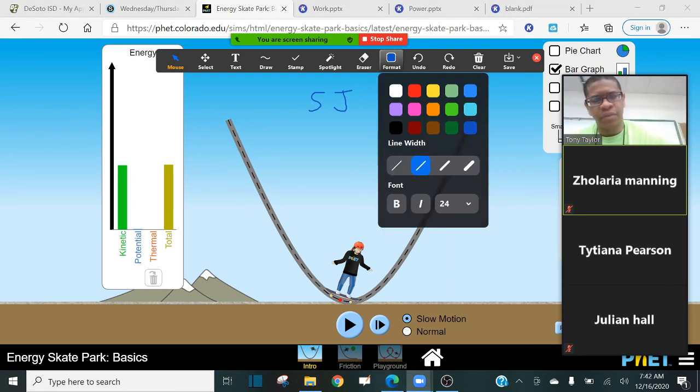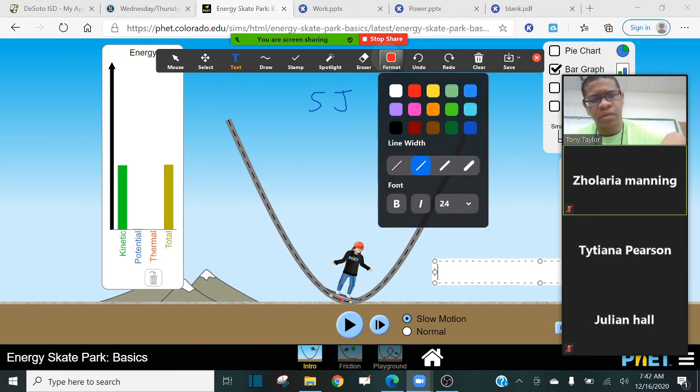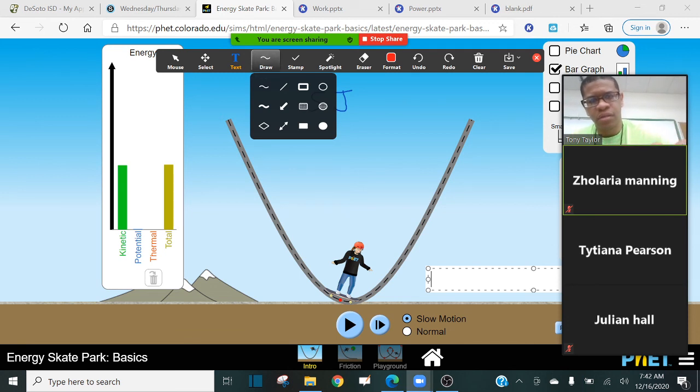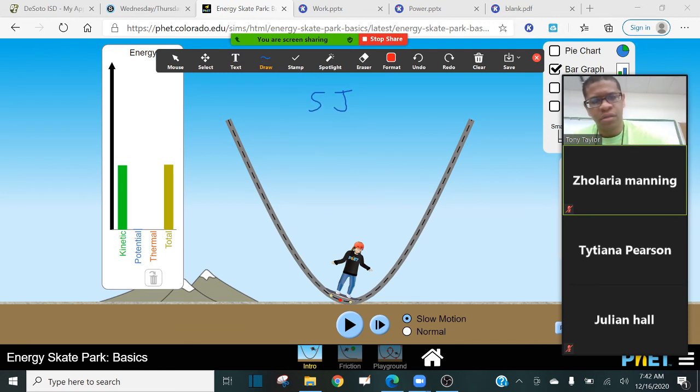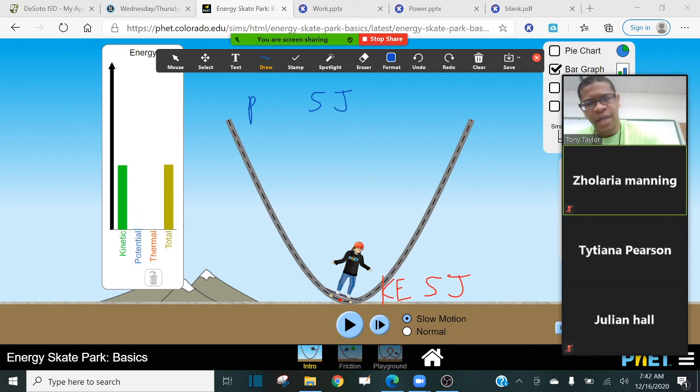So the kinetic energy at the bottom had to be 5 joules. That's because his potential energy at the top is 5 joules.